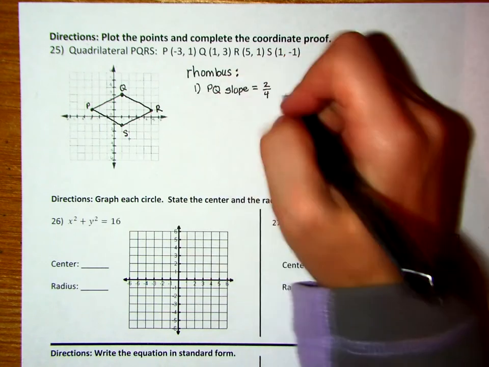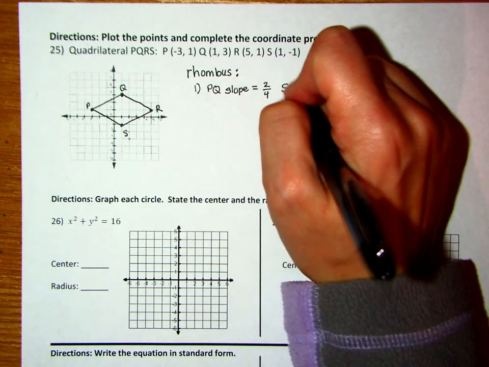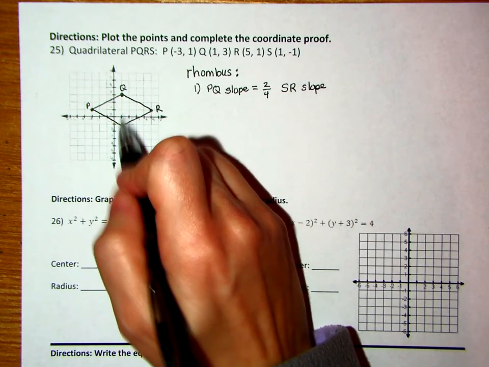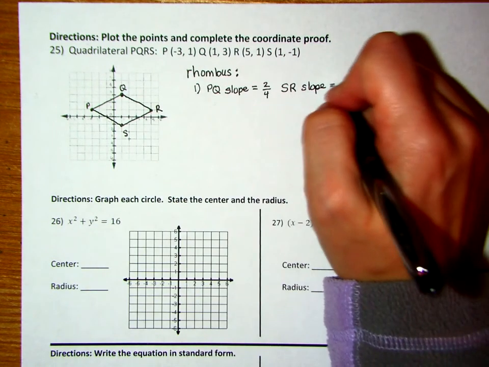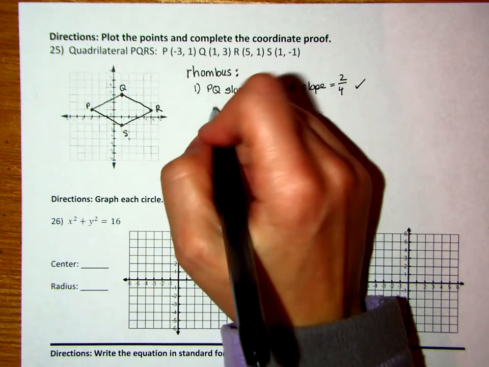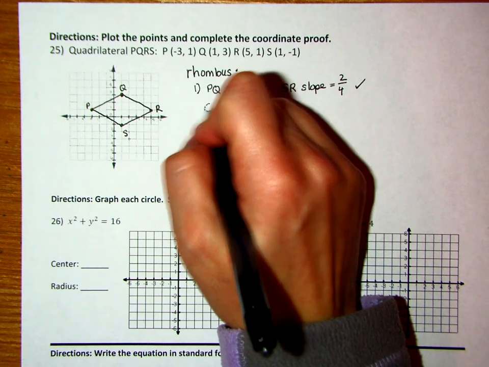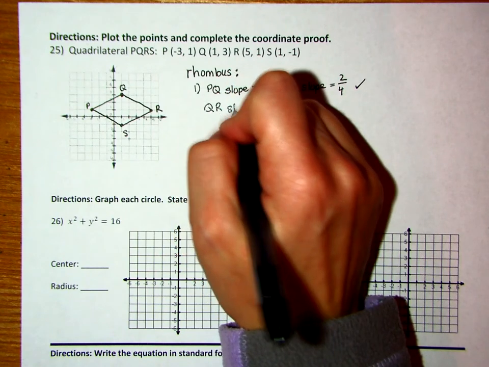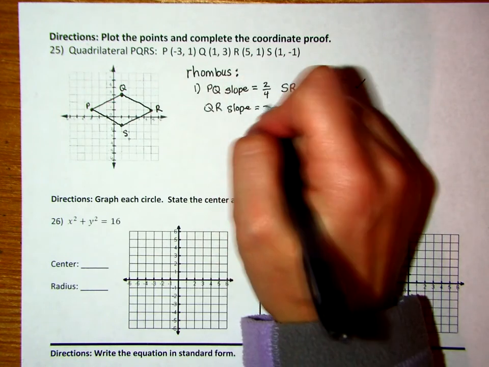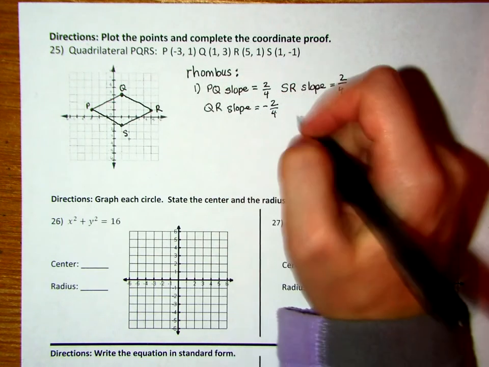And then let's look at my SR slope. And that one's going to be rise 2, run 4. So those two slopes are the same. Now let's do the other slopes here. The other slope would be like QR slope. So this time we're going down 2 over 4, so that makes it -2/4 or -1/2.